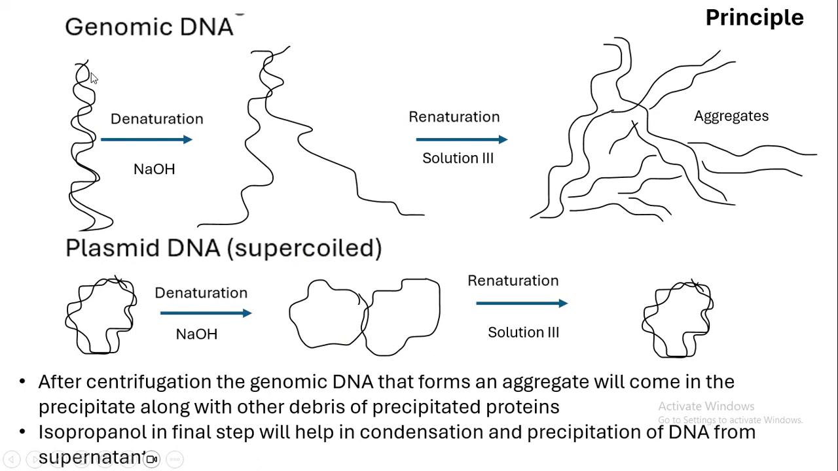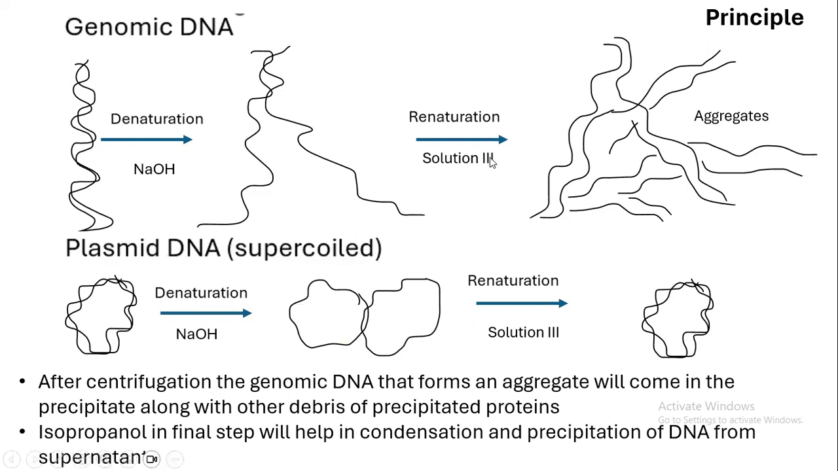Genomic DNA is a linear double-stranded structure. On denaturation, it gets converted into single-stranded DNA. Plasmid DNA is supercoiled in nature, and hence, after denaturation also, although the two strands will separate out from each other, because of the supercoiled nature of the plasmid DNA, the two strands still stay entangled with each other.